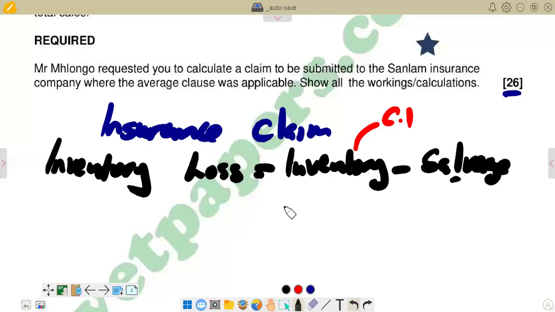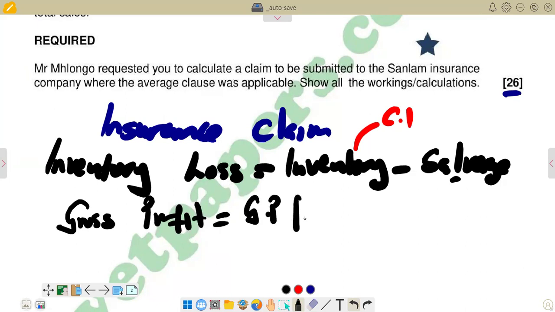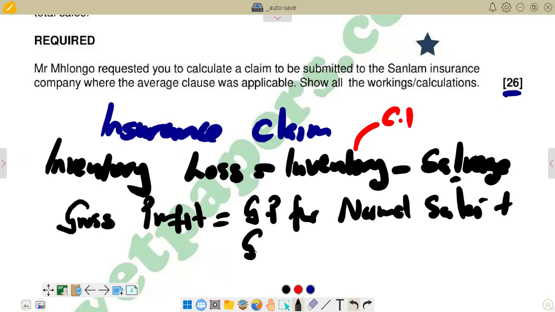So you would see that this figure for inventory, we are going to find it as a balancing figure in the trading account, whereby we are going to start by finding the gross profit there, and then we put it in the trading account, then we find our closing inventory as a balancing figure. Our gross profit also, we are going to find it by saying it will be equal to gross profit for normal sales, and then we are going to add also the gross profit for the reduced sale.